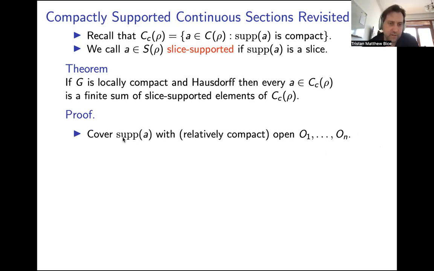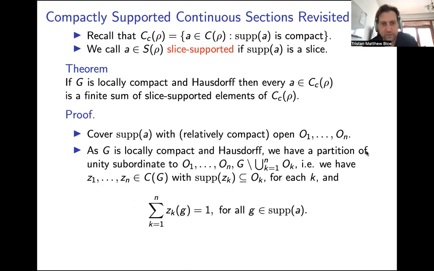So the first thing you note is that we can cover the support of A, or even its closure, with some finite collection of relatively compact open sets, right? Open, and not just open sets, I should say, open slices. I should have specified this, right? We're trying to get a finite sum of slice supported elements. Because we're dealing with an étale groupoid, every point has a neighborhood which is a slice. And so at every point you can take these slice neighborhoods, and by compactness you can restrict to some finite subset, which is still going to be a cover of the closure of the support.